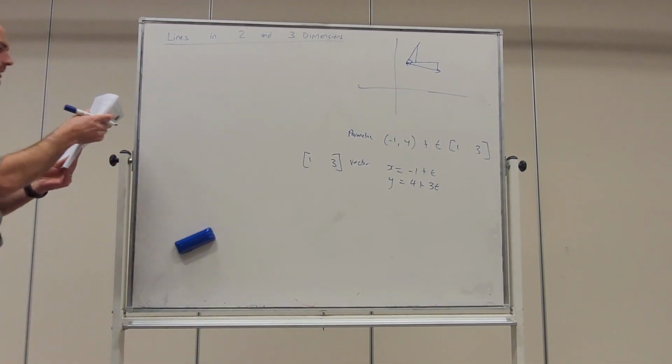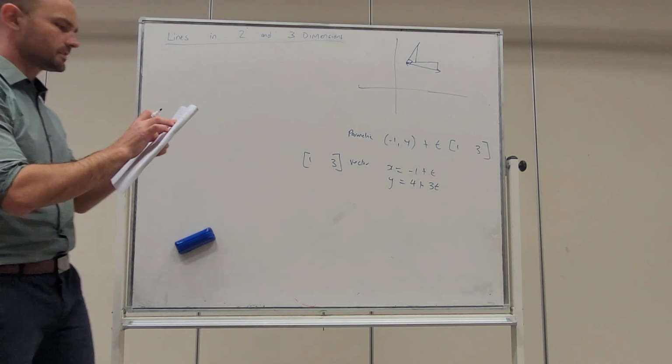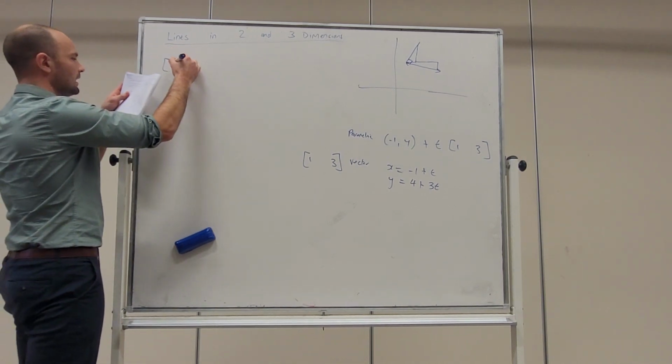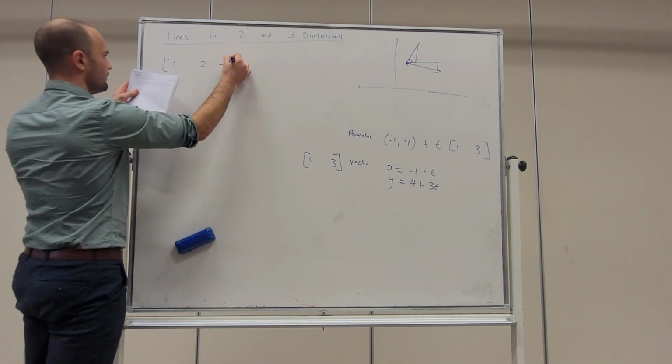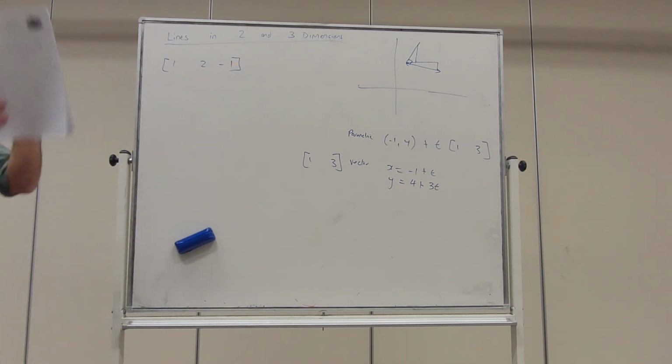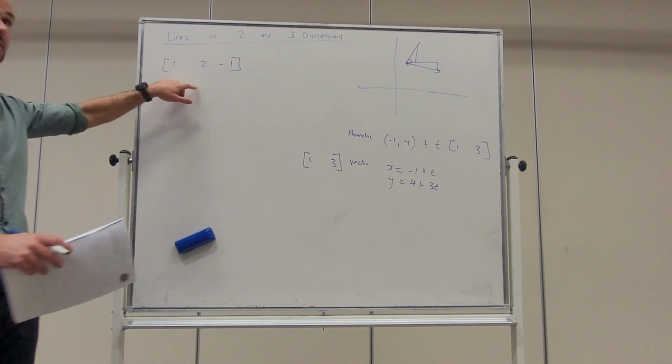All right, so get to our next example then. We have, consider a line parallel to this vector. So if it's parallel to this vector, 1, 2, and minus 1, parallel means they have the same slope. They're going in the same direction, right? So these will be going in the same direction.